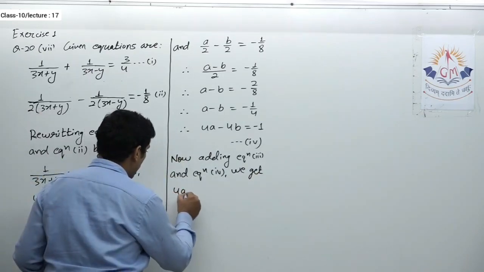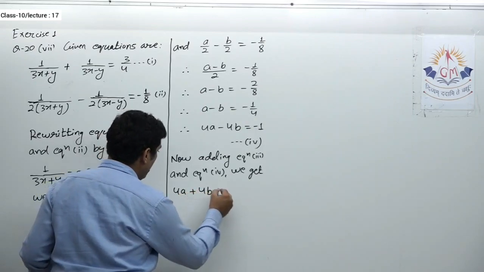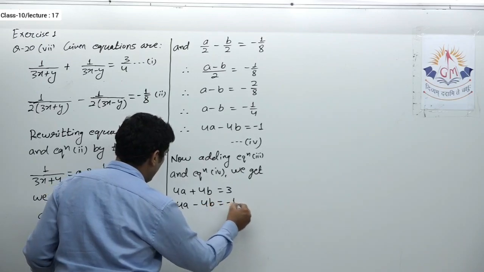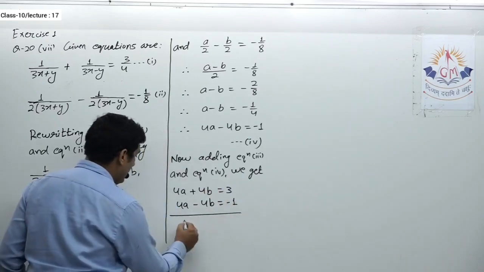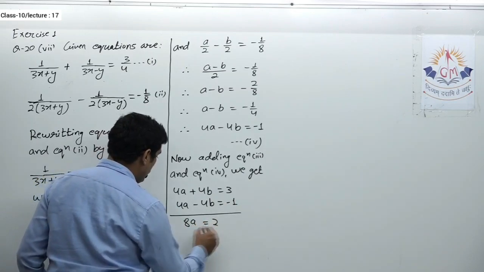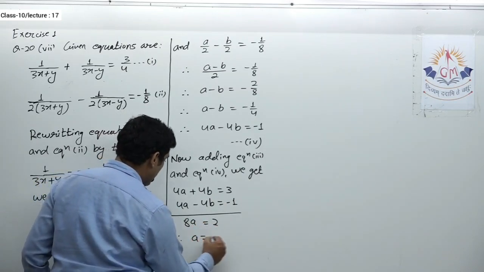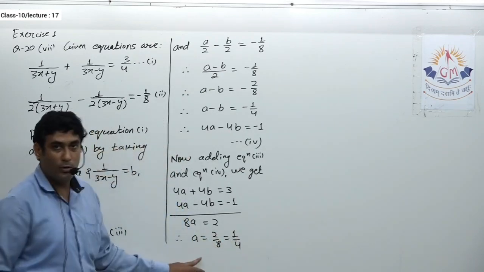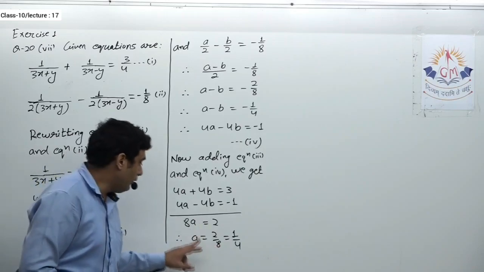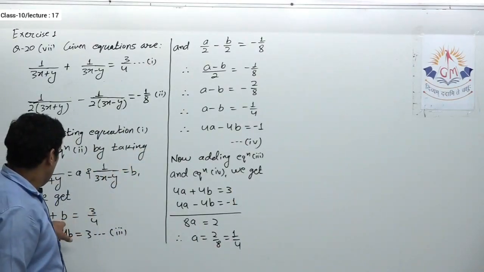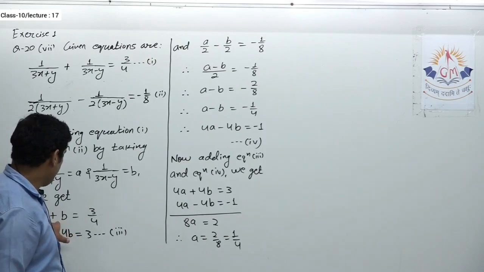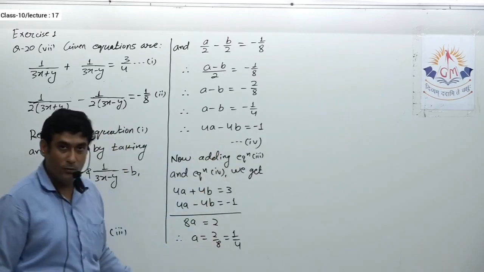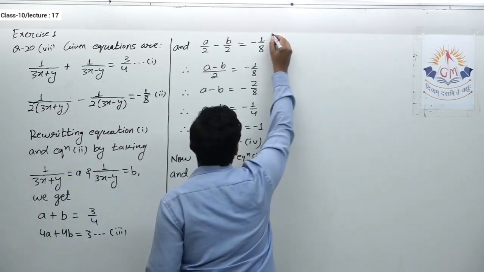Here I have 4a plus 4b is equal to 3, and here I have 4a minus 4b equal to minus 1. When I add these two, I'll get 8a is equal to 2, which gives me a is equal to 2 upon 8, that is 1 upon 4. So here I got the value of a. Now this value of a I'll put either in equation number 3 or in equation number 4 to get the value of b.